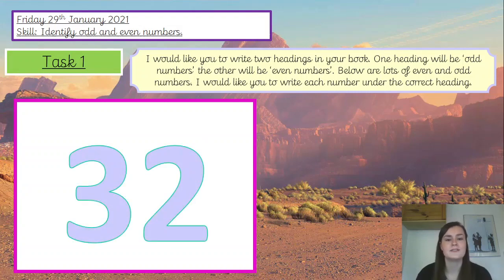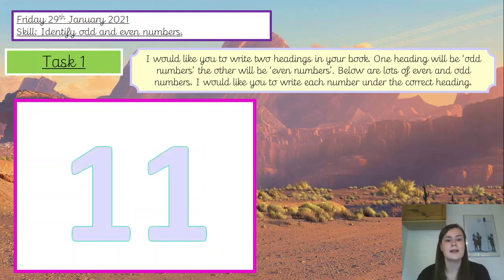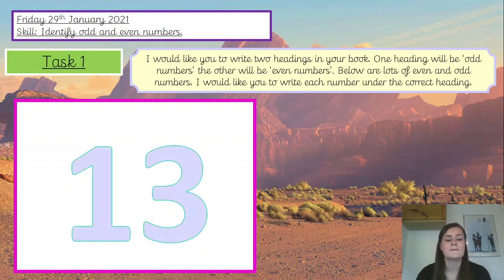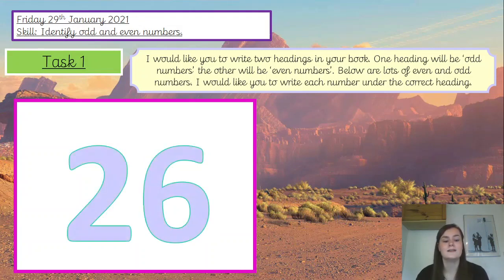32. Pause the video. Where does that go? So it's an even number, isn't it? It's a part of our 2 times table. It ends in a 2. 11. Hopefully you wrote that under odd numbers because it ends in a 1. 14. So 14 is an even number, isn't it? It ends in a 4. 13. So 13 is an odd number. Well done if you wrote that one in.